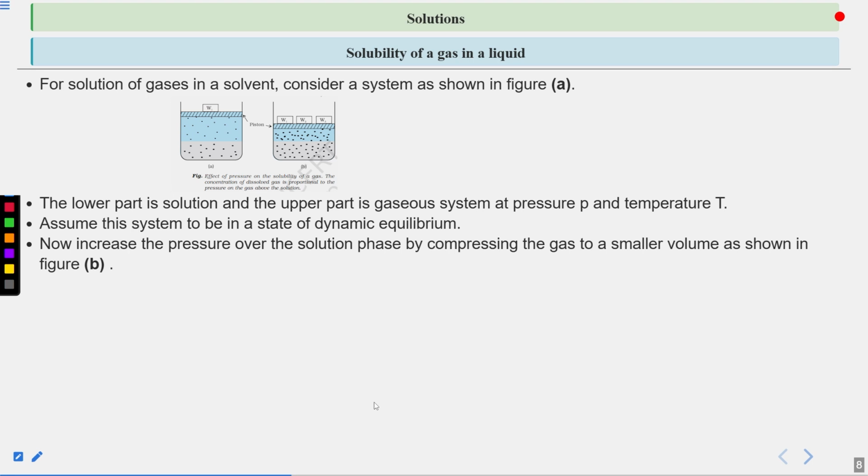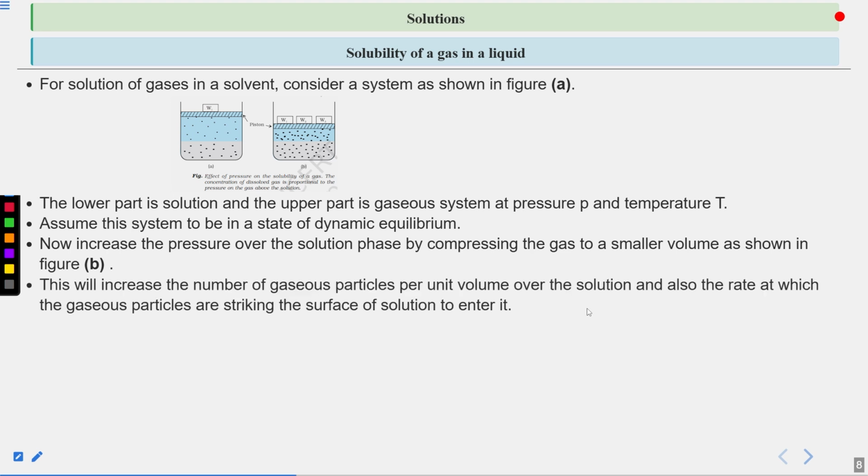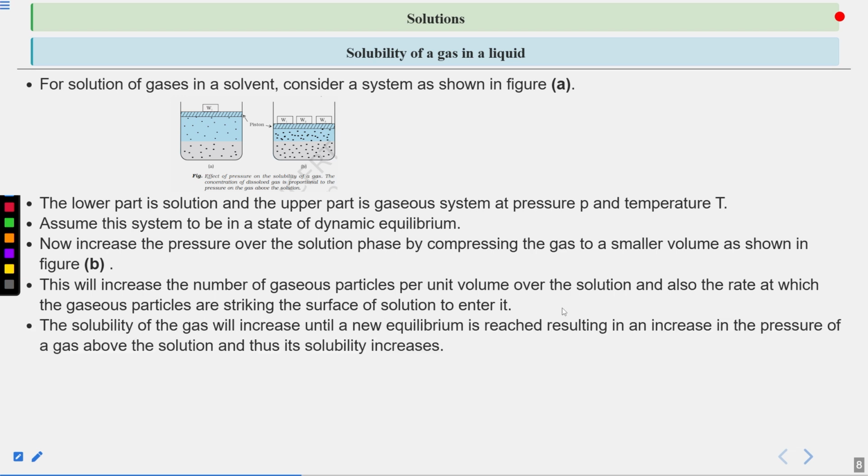Now, if you increase the pressure over the solution phase by compressing the gas to a smaller volume, then the amount of gaseous molecules present above the liquid increases. It will result in more gaseous particles going into that unit volume, and they will strike the surface of the solution at a much greater rate due to the application of pressure. And now they can go into the liquid. So we can say that with the application of pressure, the solubility increases and it goes to a new solubility concentration.